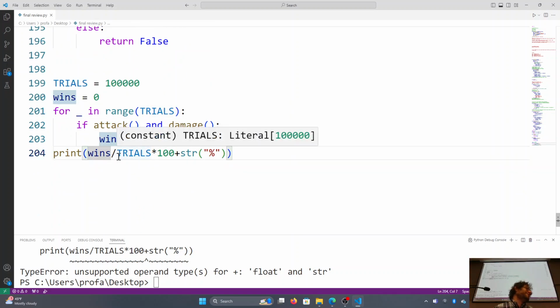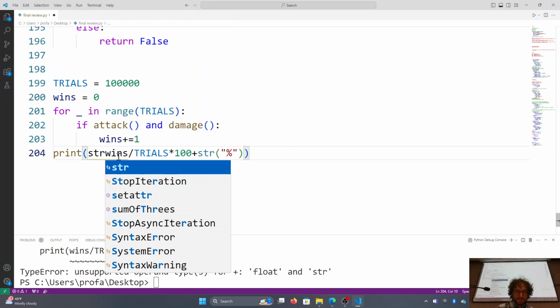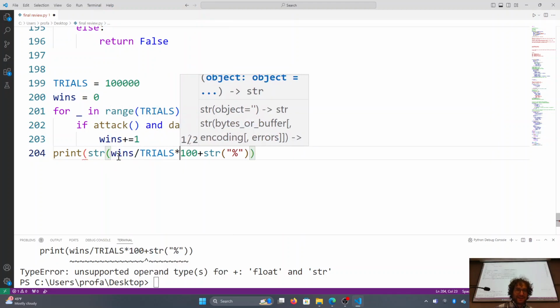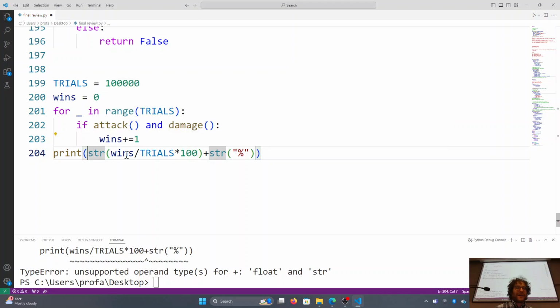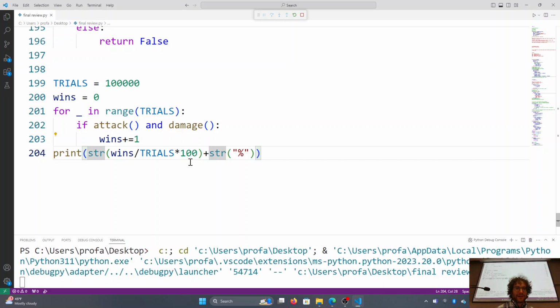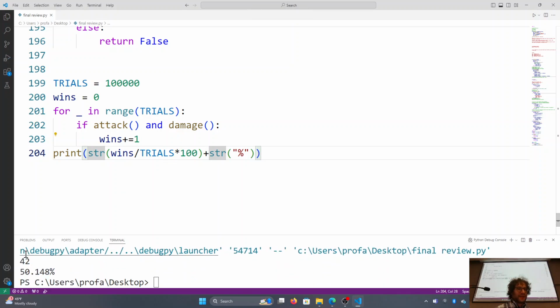So I love Python. This is my only qualm, because Java actually does print statements better. If I want to concatenate, if I want to add a float to a string, it should convert automatically, but I have to manually convert it. And there we see we've got a slightly better than half chance of doing that. Okay? Which is fair if you think about it.